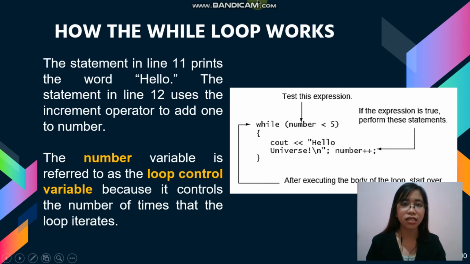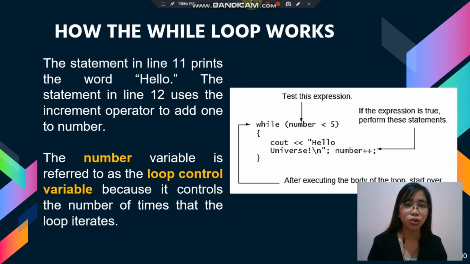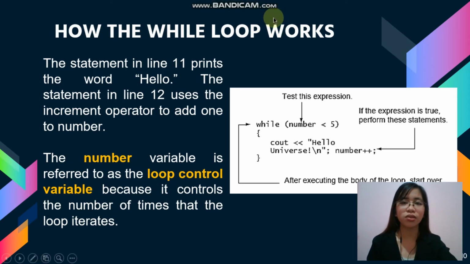And it is said that the number variable is referred to as a loop control variable. So, why was the number variable called a loop control variable earlier? Because it controls the number of times that the loop iterates. How many times the looping iterates depends on the variable number. It is the one that controls. Where does it start? Where does the looping end?